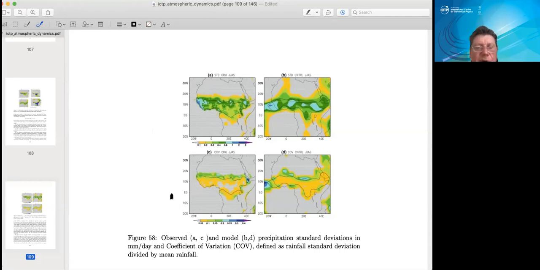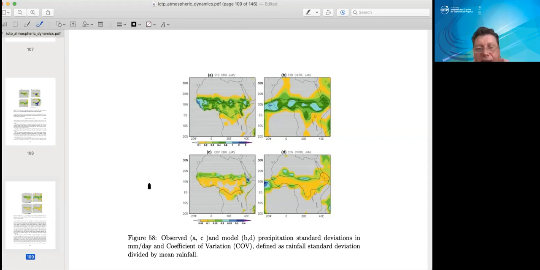And this effect can be even more highlighted if you look at something that is referred to as the coefficient of variation. The coefficient of variation is defined as the standard deviation of rainfall divided by the mean rainfall. That is a useful quantity, because if you have a large mean rainfall, but interannually there's no variation of this, then you don't really care. Every year you expect the same amount of large rainfall.